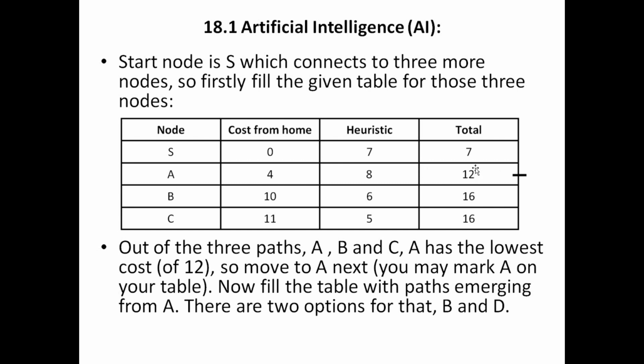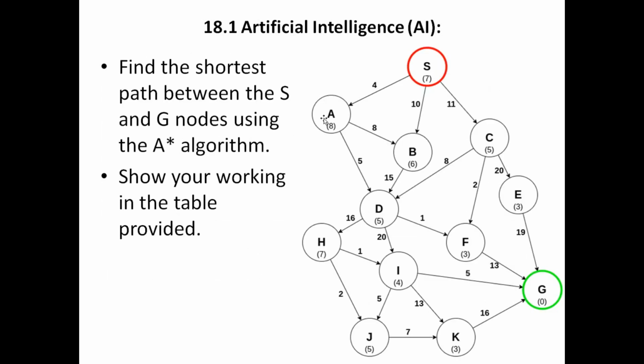Now for A, we have to look at the total. You can ignore the S for now, that is your starting node. It has to remain there, there's no way of skipping it. Out of the nodes that connect with S, A, B, and C, you have to check which one has the lowest total cost. Out of A, B, and C, the lowest total is of A, 12. So that means from S we will move to A.